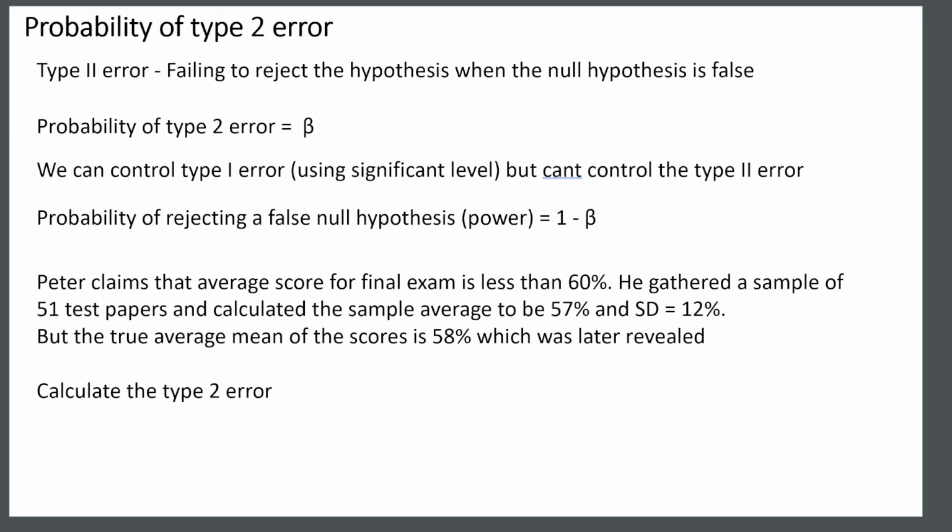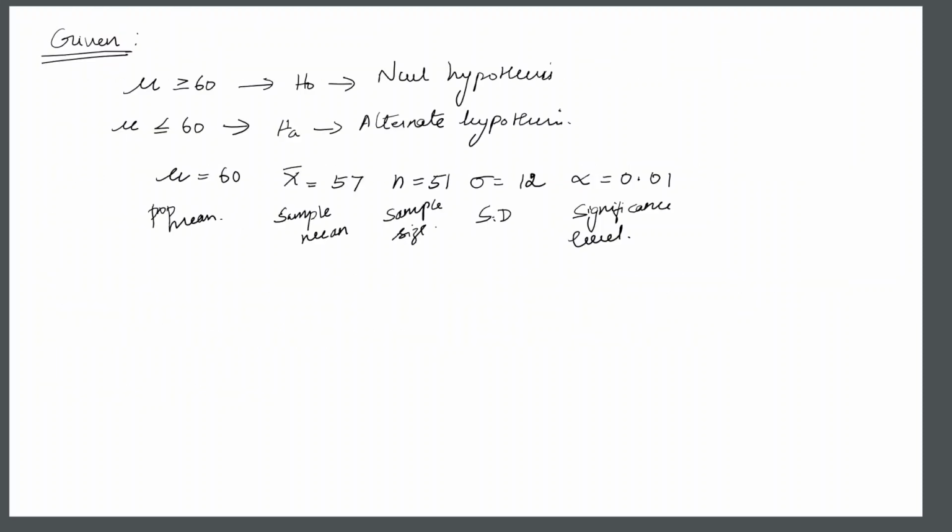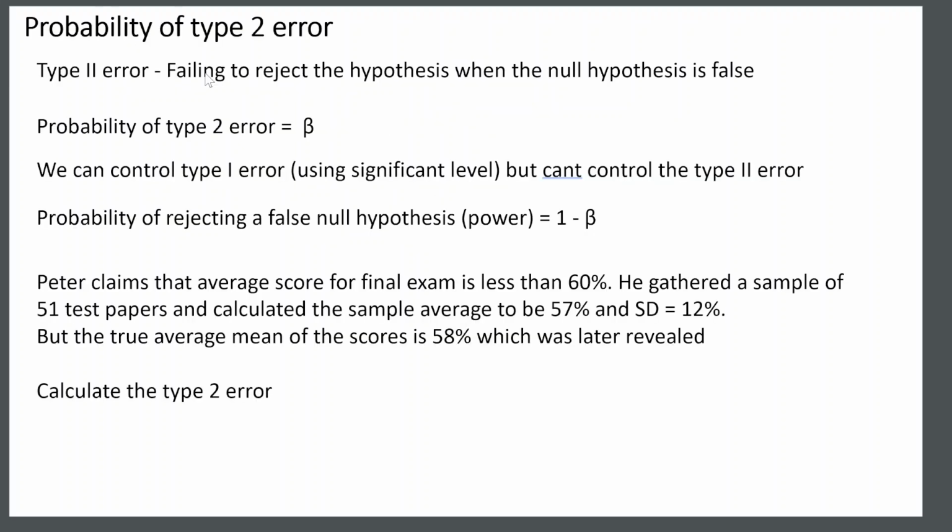So we have to find the type 2 error. What is the probability of type 2 error? What is type 2 error? Failing to reject the null hypothesis when the null hypothesis is false. Our null hypothesis is mu greater than or equal to 60. So failing to reject the null hypothesis is what?